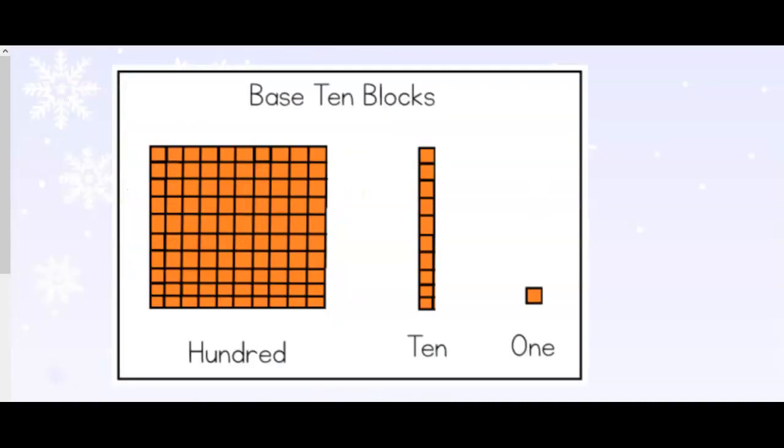Boys and girls, remember, today we were adding using base 10 blocks. Our ones cubes, tens rods, and 100 squares. Remember, these are called base 10 blocks because with every group of 10, for example, 10 ones, you have to regroup. 10 tens equals 100.